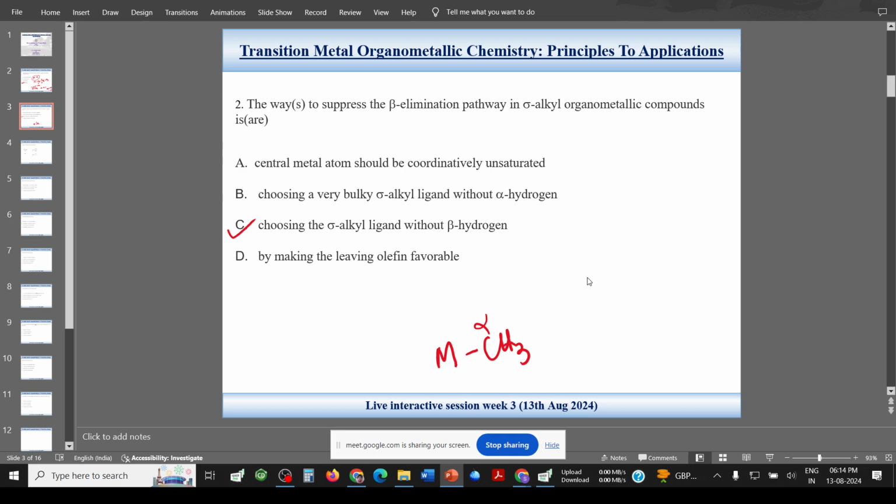We have another example like M CH2 CMe3, that is M CH2 C(CH3)3. This is alpha and this is beta, so this also doesn't have any beta hydrogen. So that's why these complexes may be stable and may not undergo decomposition through the beta elimination step. So here we got our answer, option C.